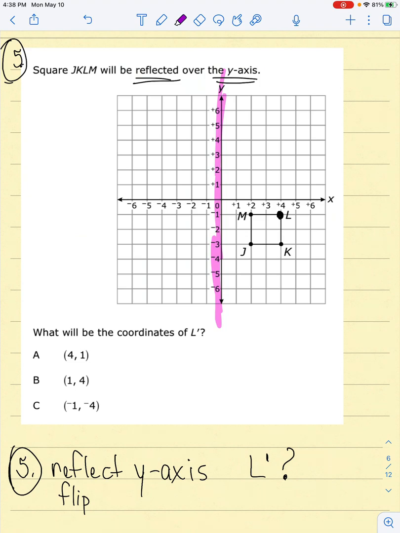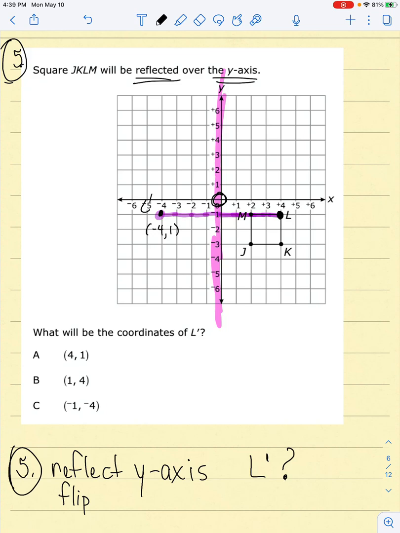Okay, so to start with, L is to the right, 1, 2, 3, 4. So watch this. I'm going to follow that same line but move it 4 to the left. 1, 2, 3, 4. See how I just flipped it over? And now I'm going to read that point. Always start at 0, 0. So back 4, down 1 to get to L prime.